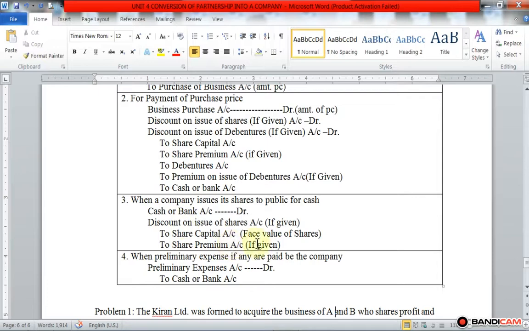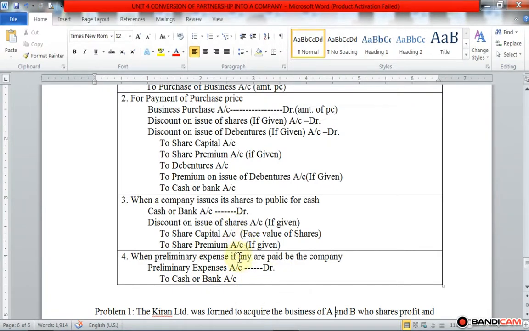Then the next entry will be when preliminary expenses, if any, are paid by the company. Then the entry will be Preliminary Expenses Account debit to Cash or Bank Account.